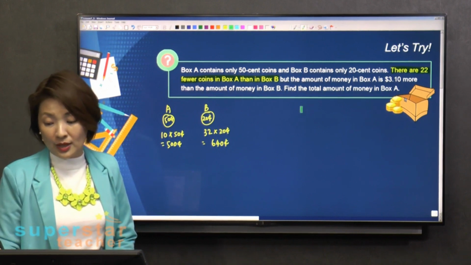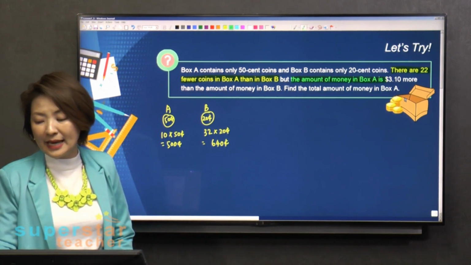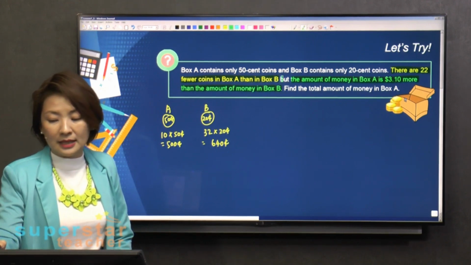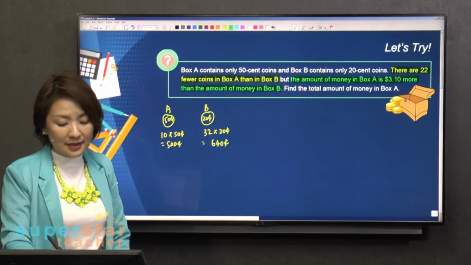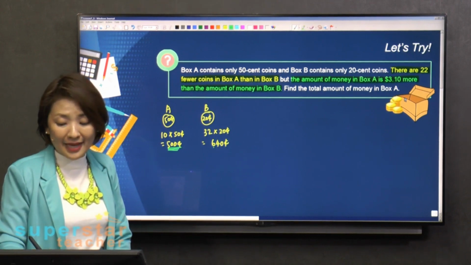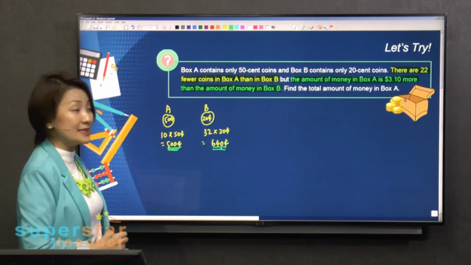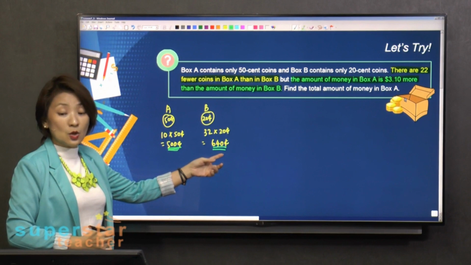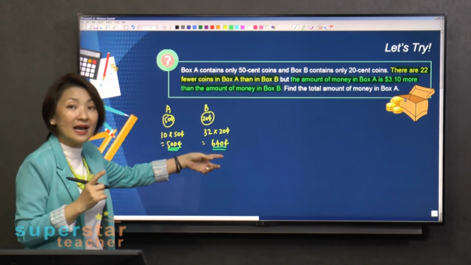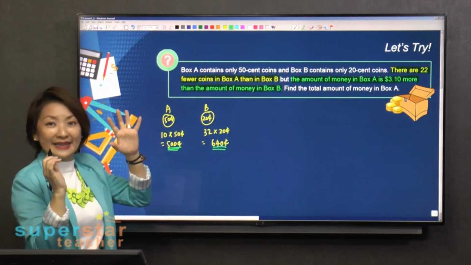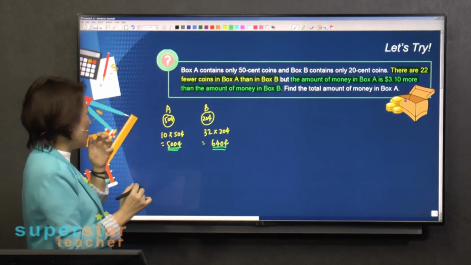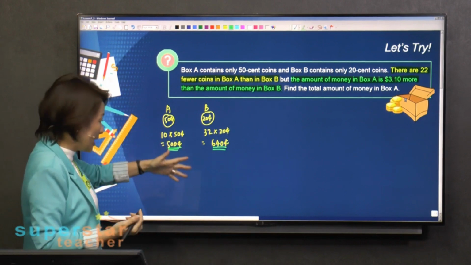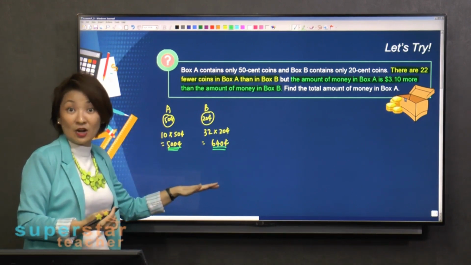Now you've got to tally with something else, tally with the value. They say the amount of money in A is $3.10 more than the amount of money in B. What they're saying is A must be more than B by $3.10. You look, is this more than this? No, right? So at this point, most of the time the students get a bit shaken, like, why can't? So what number do I choose again? If you want to, you can do your plus minus 1 and continue on. You probably will still get the correct answer.